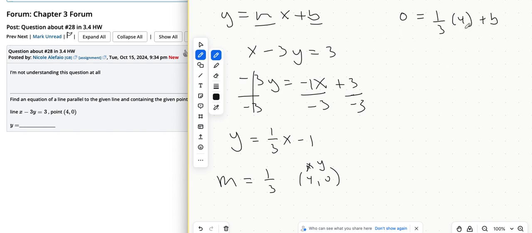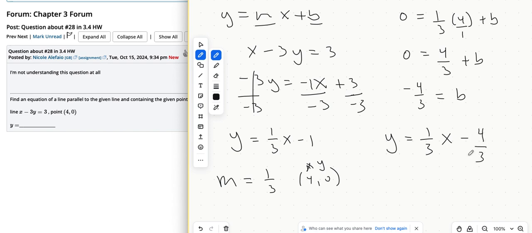So if I go 1/3 times 4, there's a little invisible 1 under there, that will give us 4/3 plus b, and I'll subtract this 4/3 over because I want to get b by itself. So that means negative 4/3 equals b. So the final equation is going to be y equals 1/3 x from our slope back here, and then there's our b, negative 4/3.